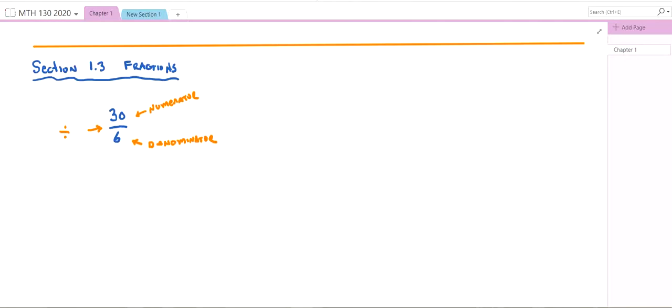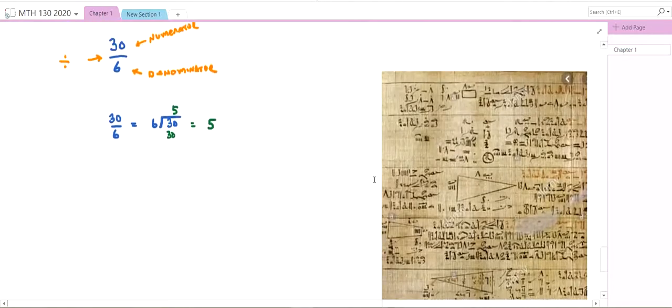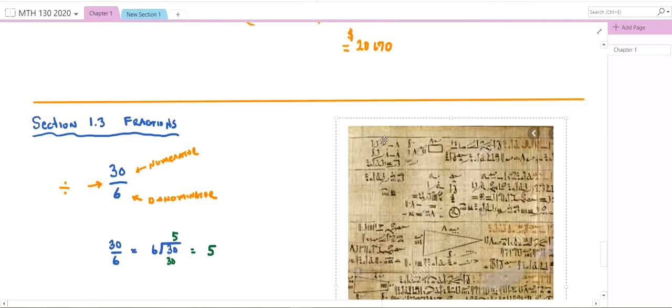So saying 30 over 6, as a fraction, really is the same thing as saying 30 divided by 6, which, if we do the math here, 6 goes into 30 5 times. So this equals 5. 30 over 6 equals 5.